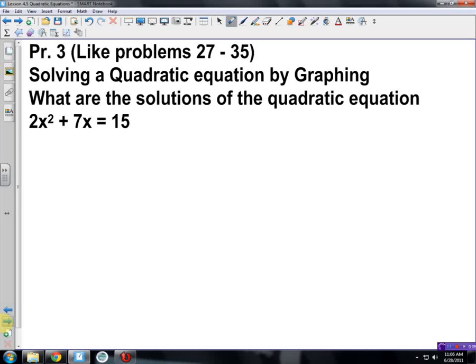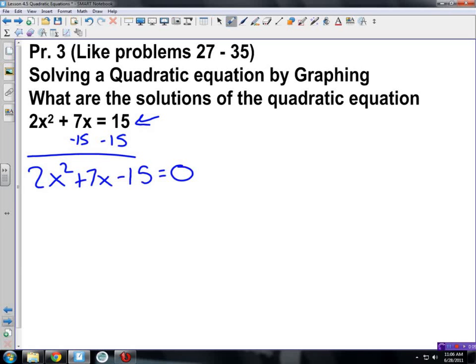So we're going to use a graphing calculator. Graphing calculators will always give you an answer. The only difference is a graphing calculator sometimes is not the quickest way. So first step is always, we want a 0 out here, right? We're finding the 0 of the function, so we want a 0 out there. To make that 0, we can minus 15 to both sides. And that'll give me 2x squared plus 7x minus 15 is equal to 0. So now I have a 0.